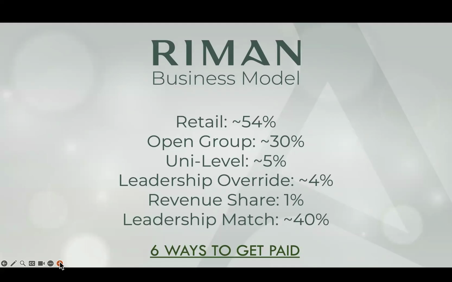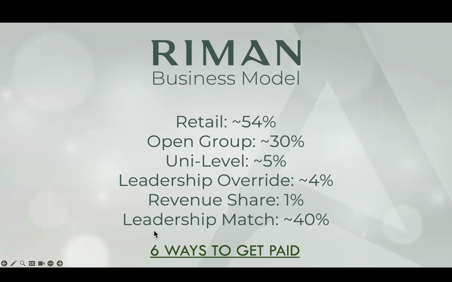Now, uni level, it's kind of like an extra bonus that you get for doing some of the right team building activities. Obviously, leadership override and revenue share, this is when you get to the top positions. Think of this as more like a little royalty, extra cherry on top that you get. And leadership match is actually pretty lucrative as well. This is shown as 40%, but leadership match is what becomes the big residual income later. So leadership match later will become quite a bit bigger. It'll become the biggest portion of your residual income.